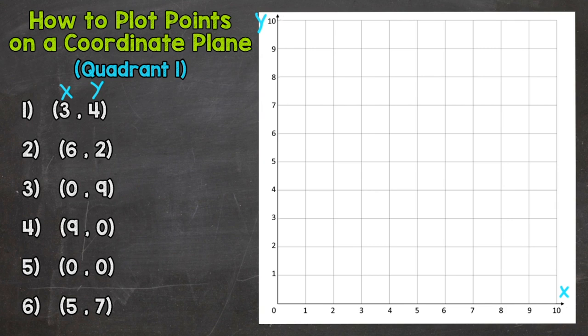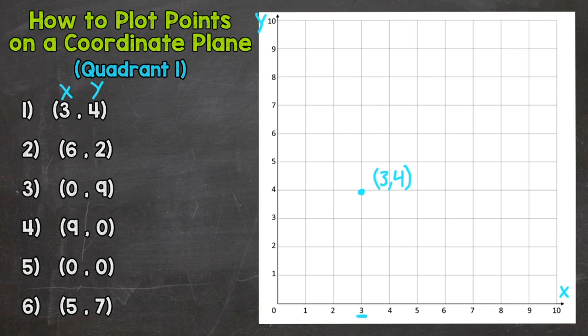So the first thing we want to do, x always comes first, which means side to side first. So 3, 4 there means go over 3, up 4. So we would go over to 3 on our x-axis, and then up 4, and where those intersect, we're going to plot our point. And I'm going to label it as well. That point is 3 over, 3, up 4. So let's go to number 2 there.